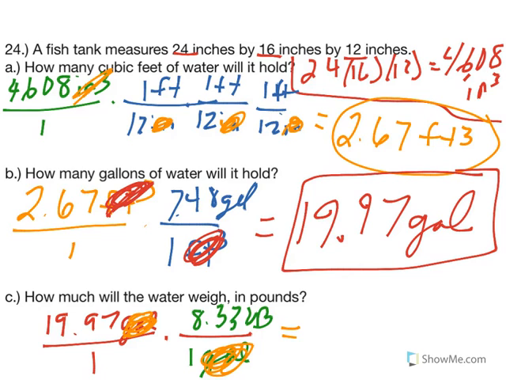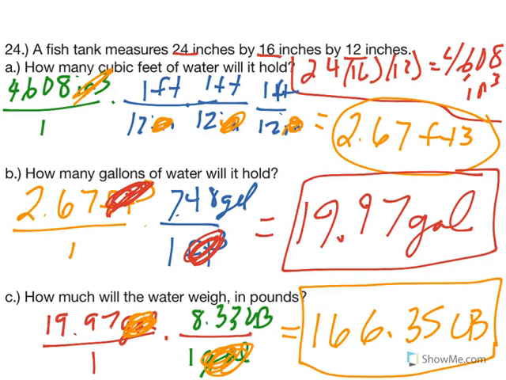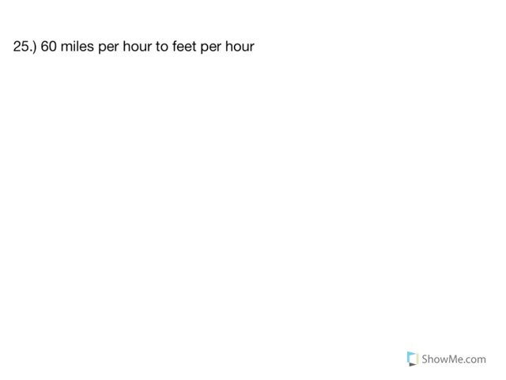And I'm left with, if I can read my handwriting, 166.35 lbs. Fun problem. I like multiple steps. It makes me happy. All right, we're almost done here. Don't worry. Hang tight. Now we're going to get to some rates.